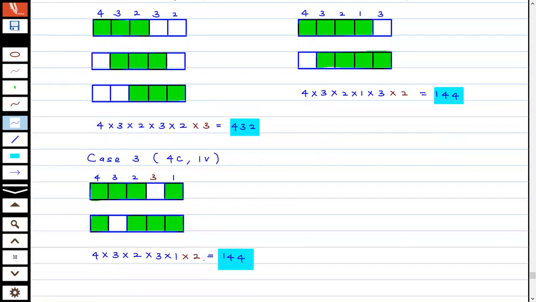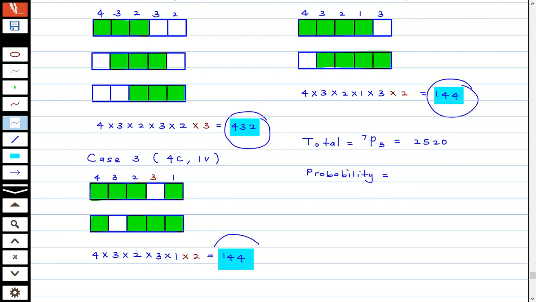Okay, so for your probability, you must get the total first. Total is 7P5, right? So let me take my calculator and get 7P5. 7P5 is 2520. Now the probability of our question. What's the total of the conditions that you managed to get? Take all this total. I'm going to take the total first.